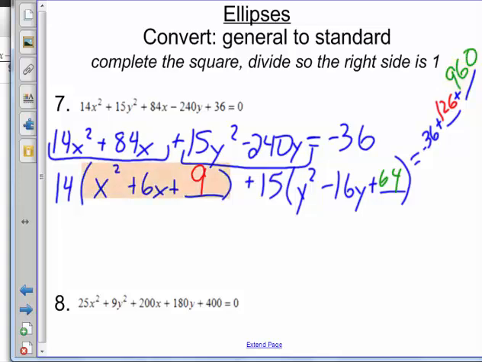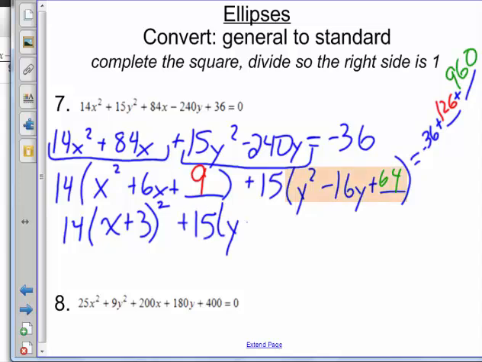This is going to factor into a nice perfect square trinomial type thing. Square. Now this one. Y minus 8 squared equals 1050. Divide by 1050.